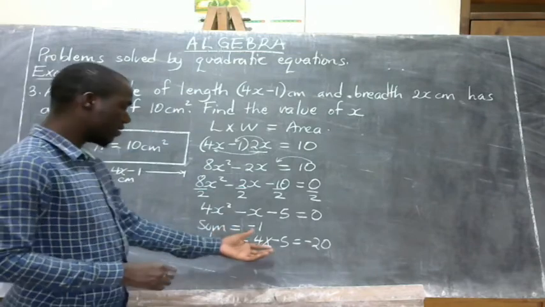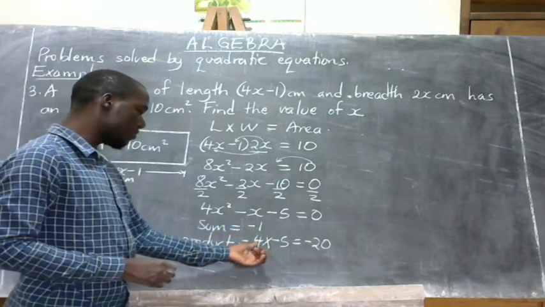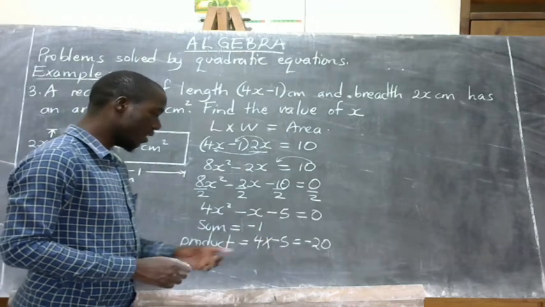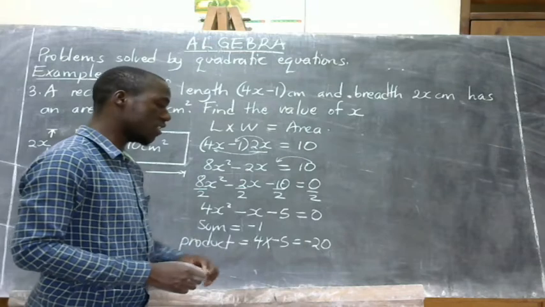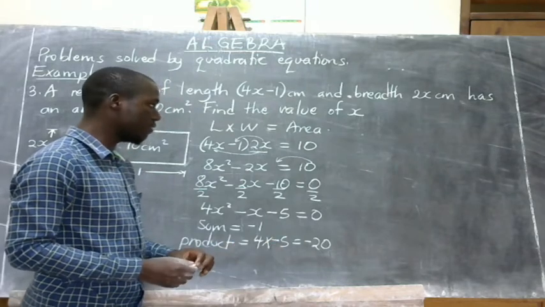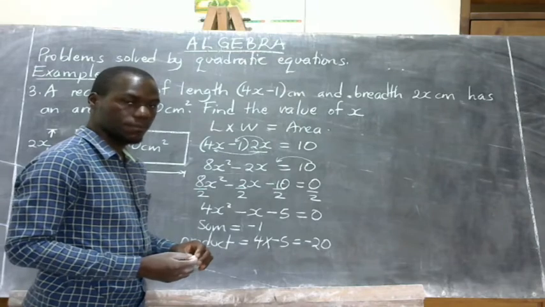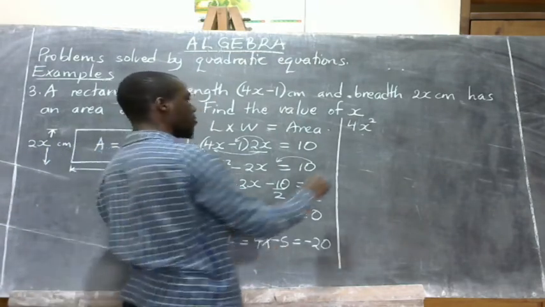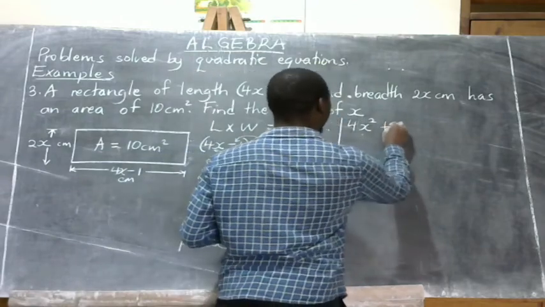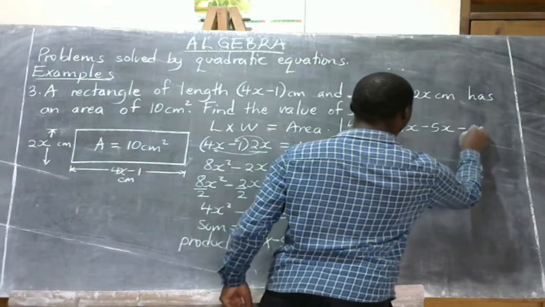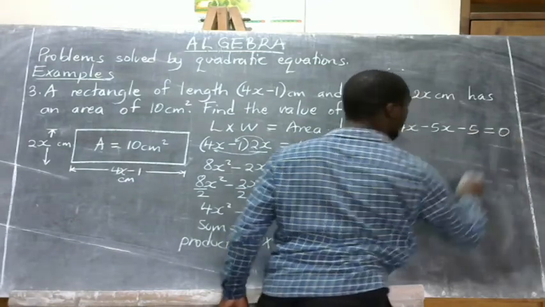The factors, you can see that when you add 4 to negative 5, you get negative 1. And when you multiply the two, they give you negative 20. So the 4 and the negative 5 are the factors there. Substituting the factors for the sum here, this is going to be 4x squared plus 4x minus 5x minus 5 is equal to 0.